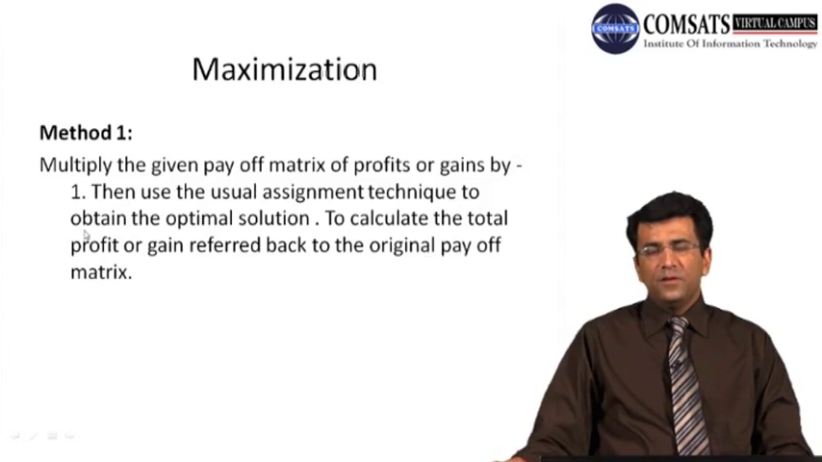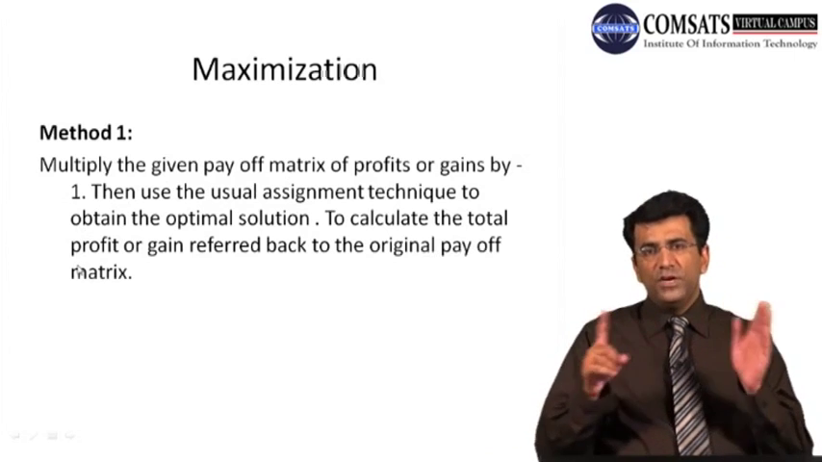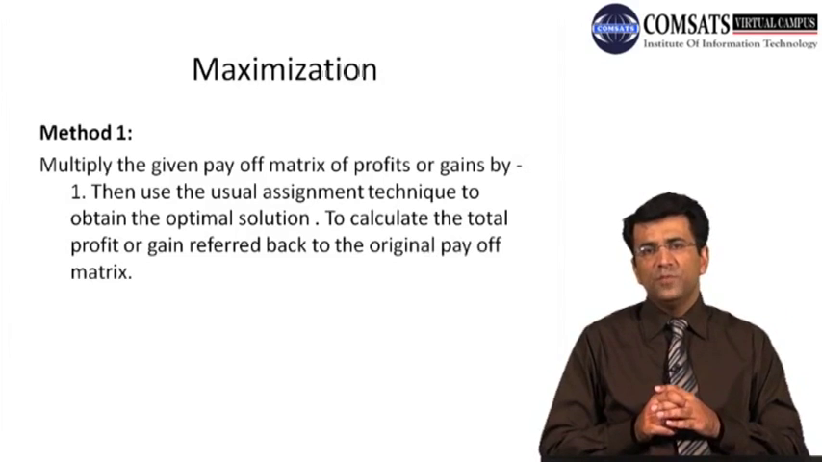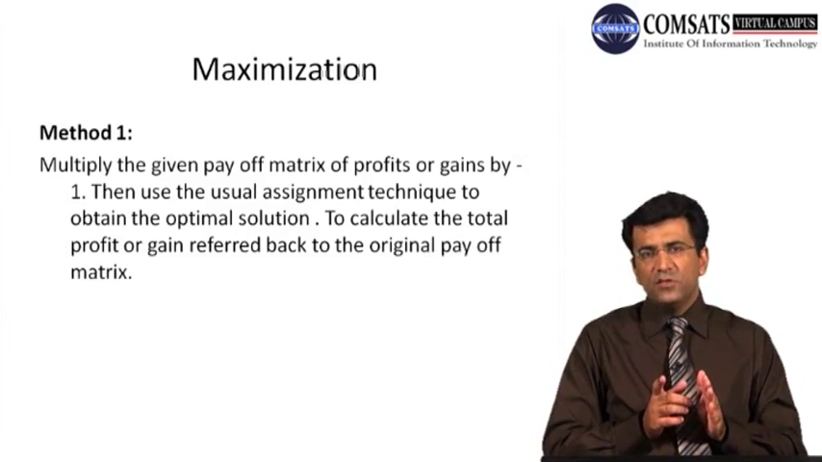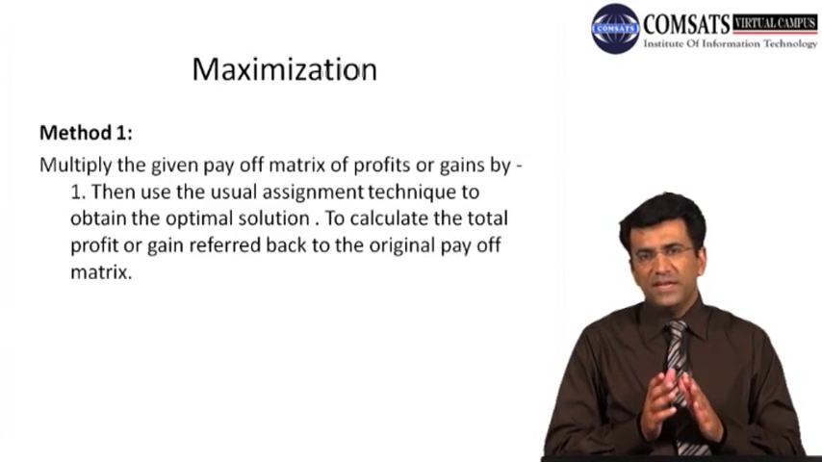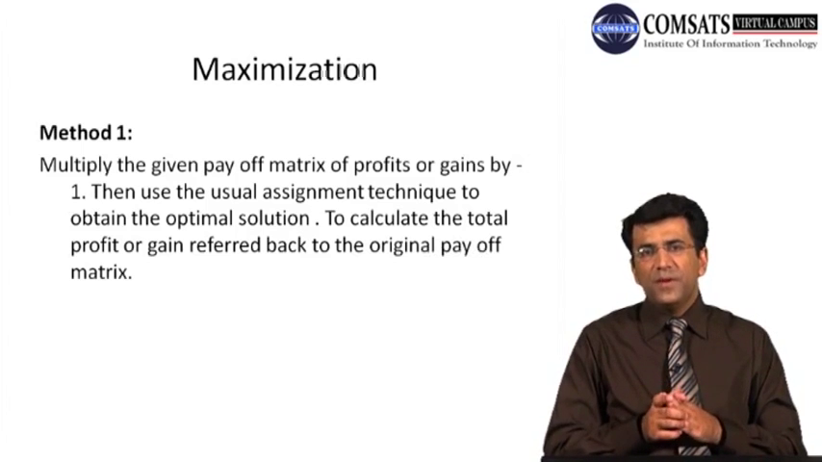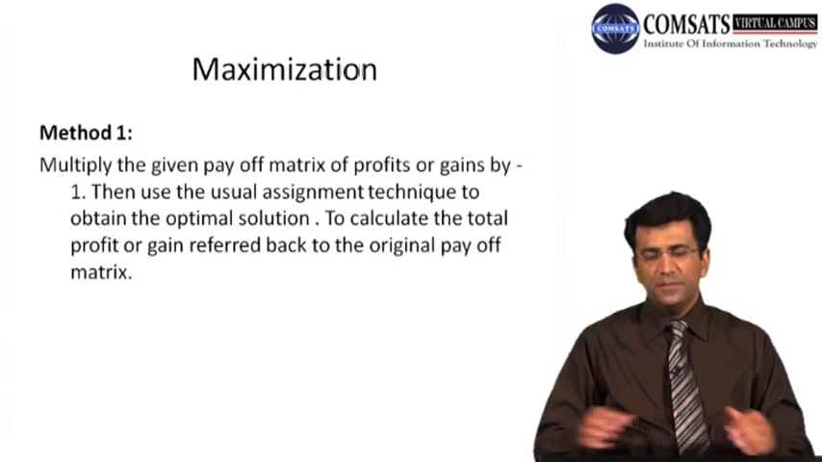So class, you know that first of all you will have to formulate the table in which you may have the different costs for the assignment of the different jobs to the different persons. So that is the case of minimization. If you have a similar sort of table and profit margin is given for assigning the different jobs to the different persons, and we are interested in maximization, then the first step we will follow is to multiply all of these profits or gains by -1. So this is the first step.